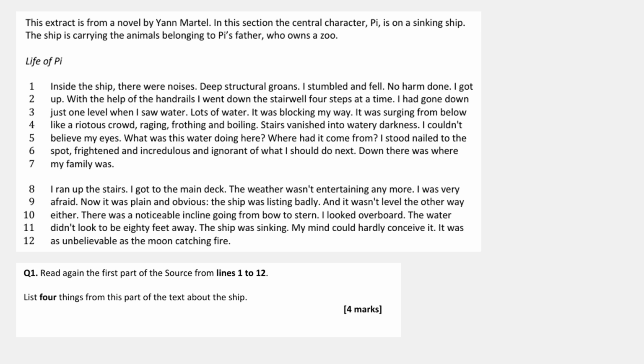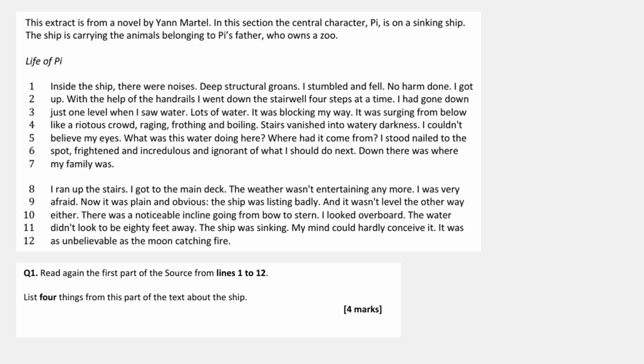Okay, so this one's actually a bit more difficult, and to be honest, you probably wouldn't get a question like this, because there's lots of information in here that is not really about the ship. The extract they would have picked would have been better suited, but still it's good practice because you might have to work a little bit harder here.